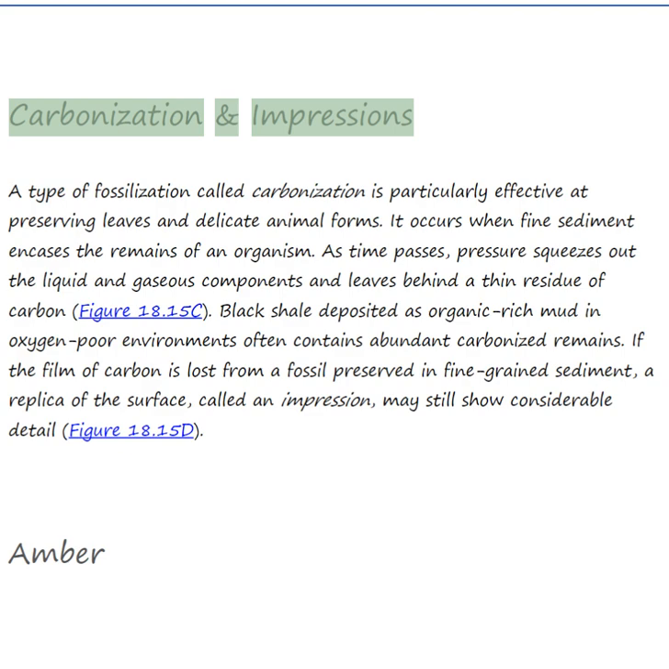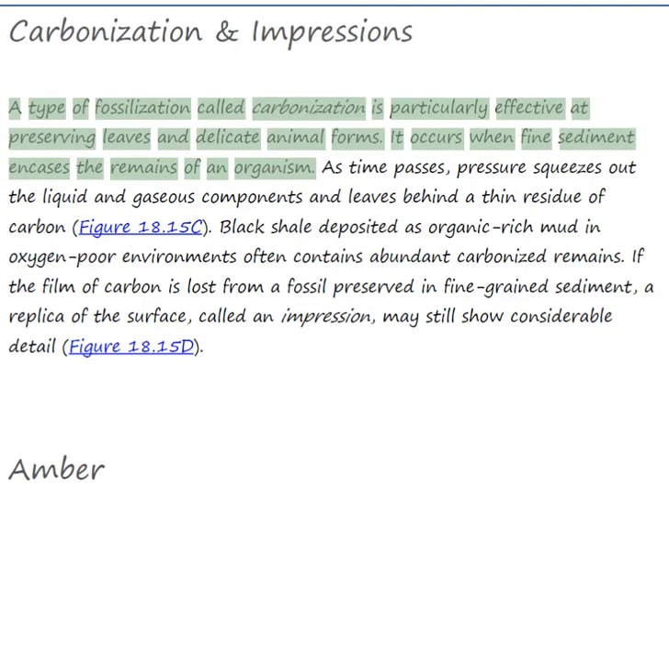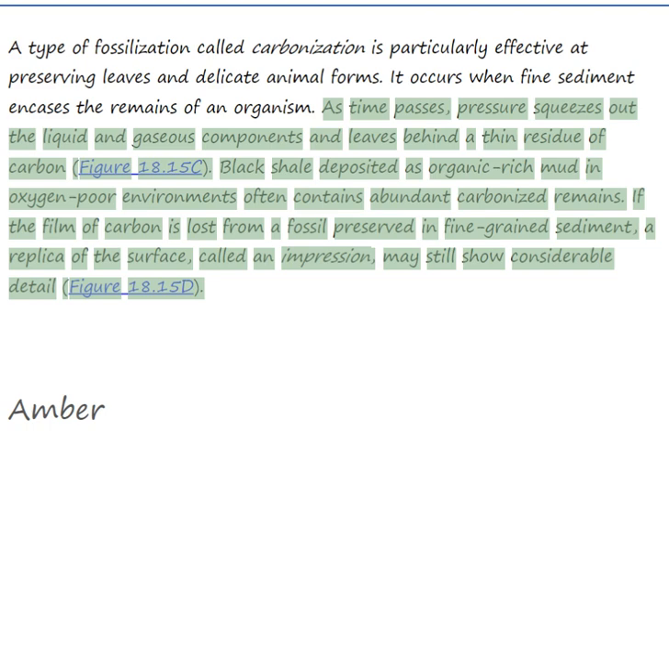Carbonization and impressions. A type of fossilization called carbonization is particularly effective at preserving leaves and delicate animal forms. It occurs when fine sediment encases the remains of an organism. As time passes, pressure squeezes out the liquid and gaseous components and leaves behind a thin residue of carbon. Black shale deposited as organic-rich mud in oxygen-poor environments often contains abundant carbonized remains. If the film of carbon is lost from a fossil preserved in fine-grained sediment, a replica of the surface, called an impression, may still show considerable detail.